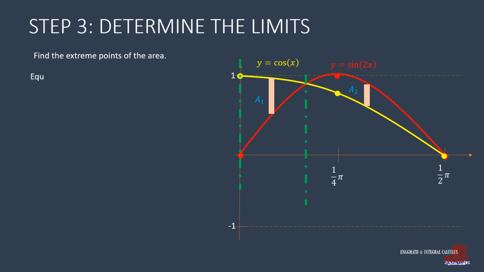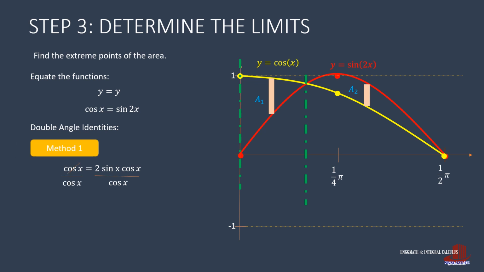We find the intersection by equating the functions, y as y, or cosine of x as sine of 2x. The double angle of the second term can be transformed using double angle identities, making the equation cosine of x equal to 2 sine of x cosine of x. The first method to simplify the equation is to divide everything by cosine of x, resulting in 2 sine of x equal to 1. Sine x is then 1/2, where x is arcsine of 1/2, giving x as a sixth of pi.